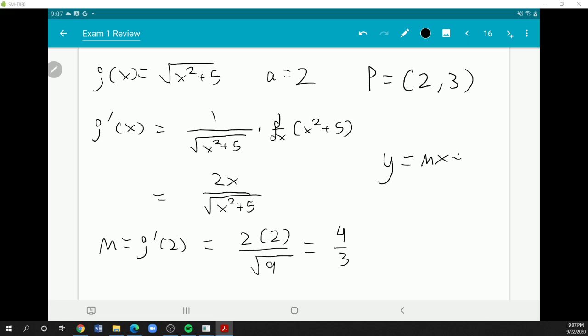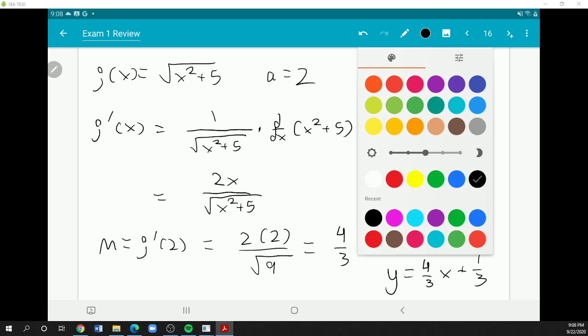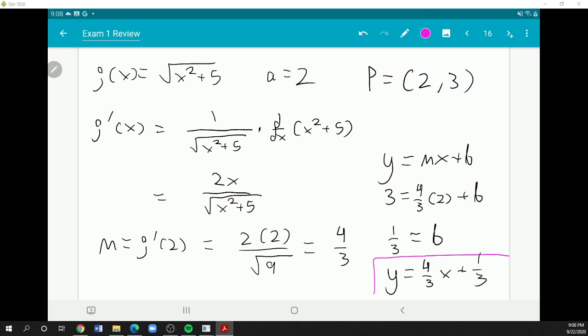Again, one last time, find the equation of the tangent line. So 3 is equal to 4/3 times 2 plus b. So that's 8/3. 3 is 9/3. If you do the subtraction, you get 1/3 is equal to b. So y is equal to 4/3 x plus 1/3. And that's our final answer. And that's the end of 13.